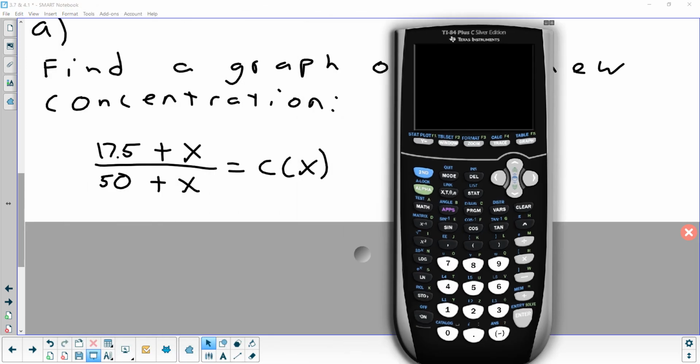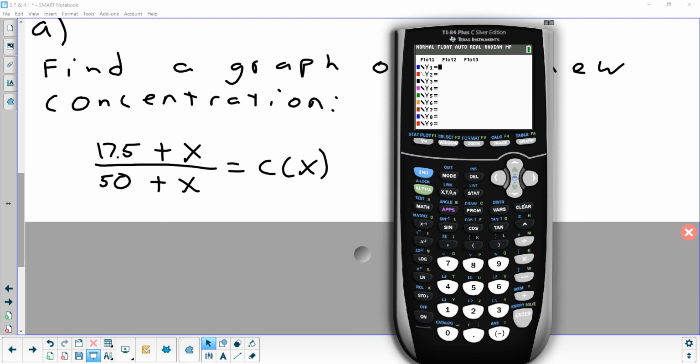So let's graph that and see what it looks like. So we've got (17.5 plus x) divided by (50 plus x). And let's think a little bit about the window. So we know we're not subtracting liquid, so we don't have to worry about negative x's. Let's say we add up to 150 ounces. We can technically add as much as we want.